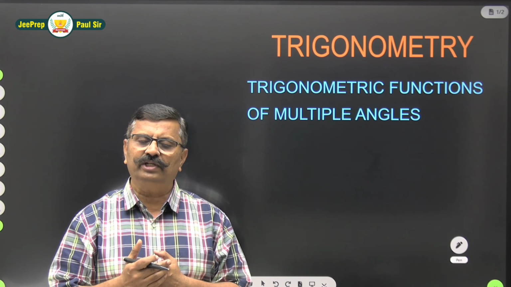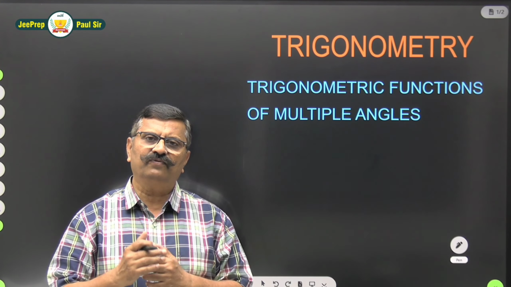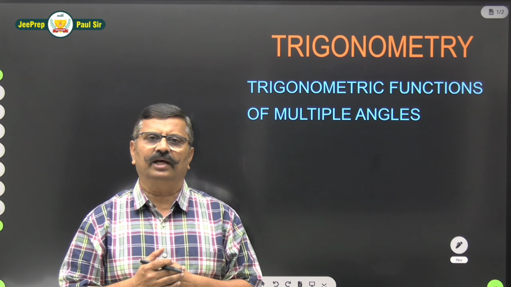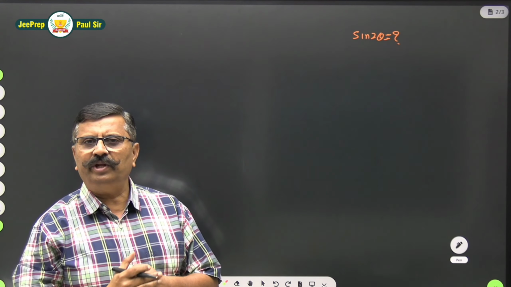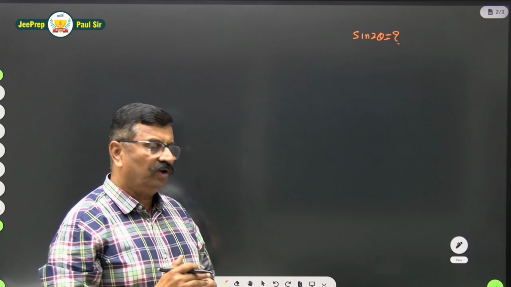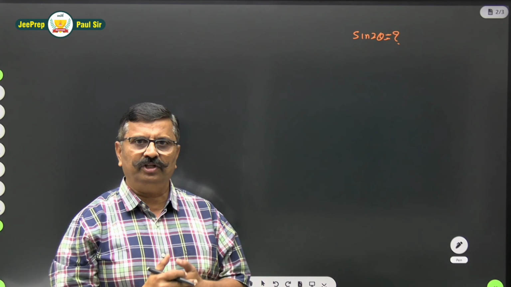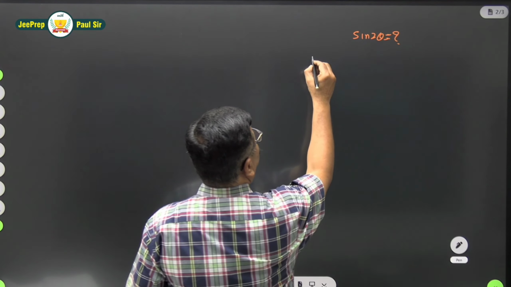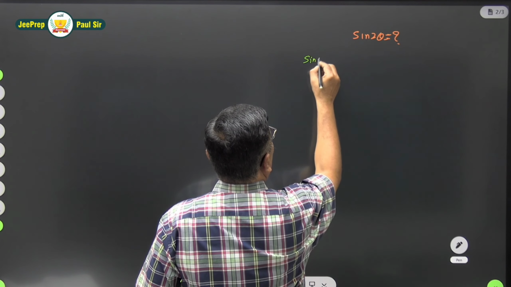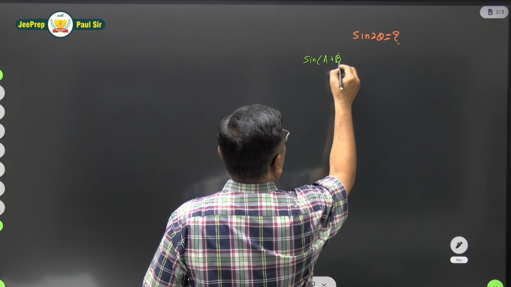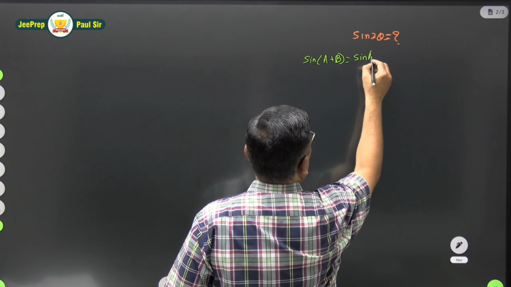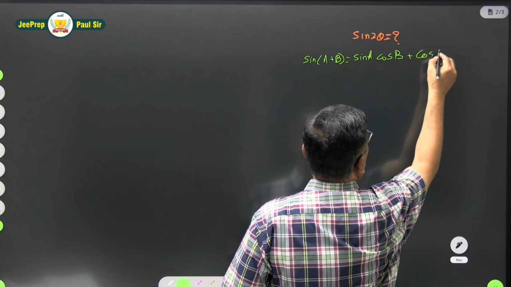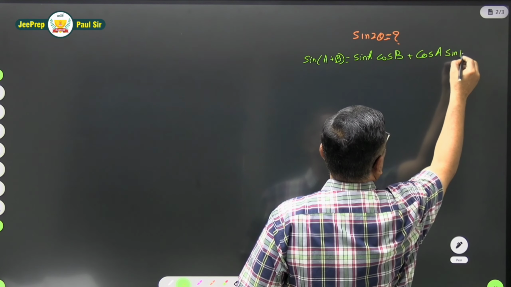That means we will find the formulas for sine 2 theta, then cos 2 theta and tan 2 theta. Let's start. Let us find the formula for sine 2 theta. For this, we should know what is sine A plus B. Let's write the formula for sine A plus B. Sine A plus B is sine A cos B plus cos A sine B.